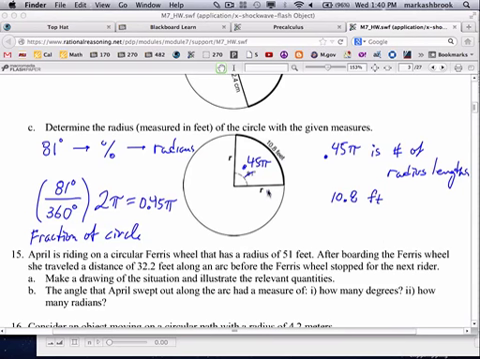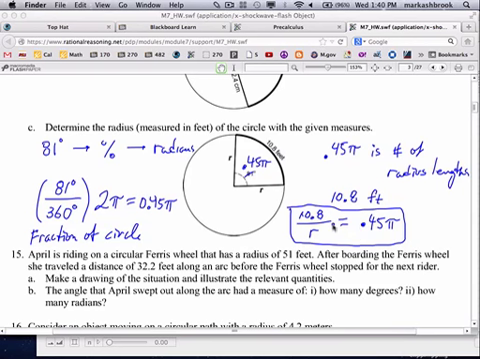So we're trying to find the length of one radius. To get radius lengths, we could take the 10.8 feet and divide it by the length of one radius, and that would give us the number of radius lengths. And we could solve for r. We've got the number of radius lengths, and we could also set up that the total arc length divided by the length of one radius would give us how many radius lengths it would be. So those two would be equal.